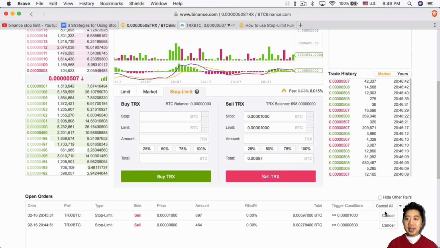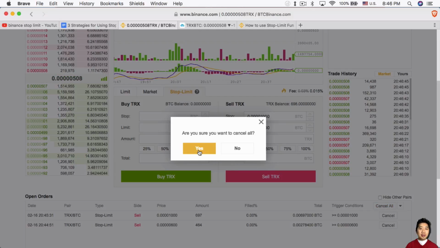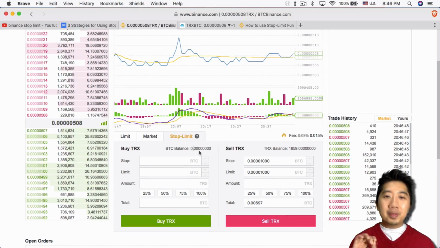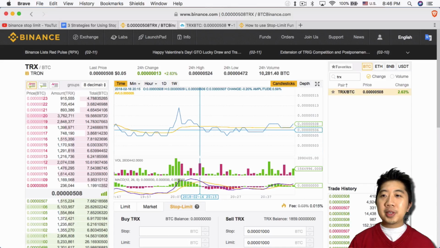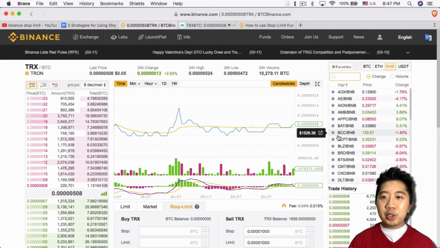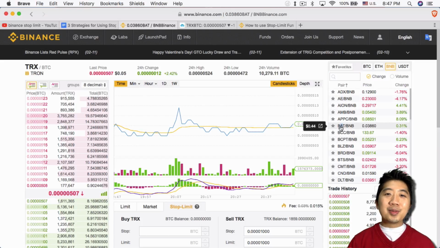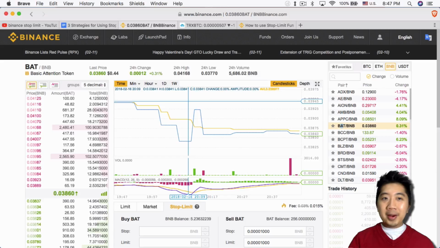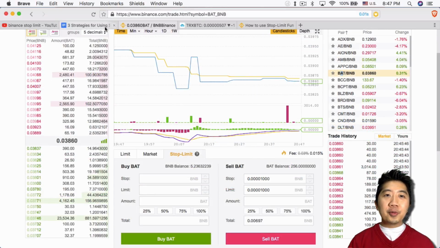Let me go ahead and cancel all my trades right now. So in this case, I don't have any Bitcoin to buy Tron with, so I'm going to change to BNB as the base pair, and I'm going to change this to whatever BNB they have. So let's just say I'm going to buy some bad tokens for my BNB trade pair. So, okay, so the idea is this. Let's go back and read it to you guys.